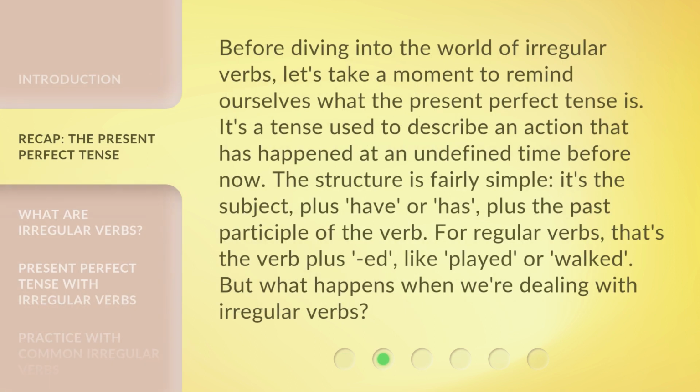Before diving into the world of irregular verbs, let's take a moment to remind ourselves what the present perfect tense is. It's a tense used to describe an action that has happened at an undefined time before now. The structure is fairly simple. It's the subject, plus have or has, plus the past participle of the verb. For regular verbs, that's the verb plus -ed, like played or walked. But what happens when we're dealing with irregular verbs?